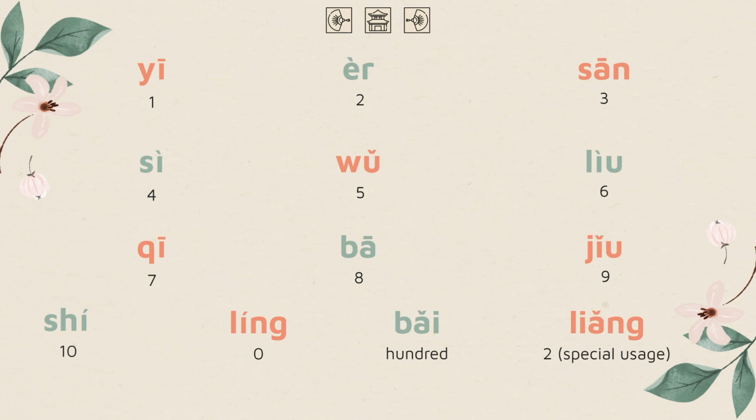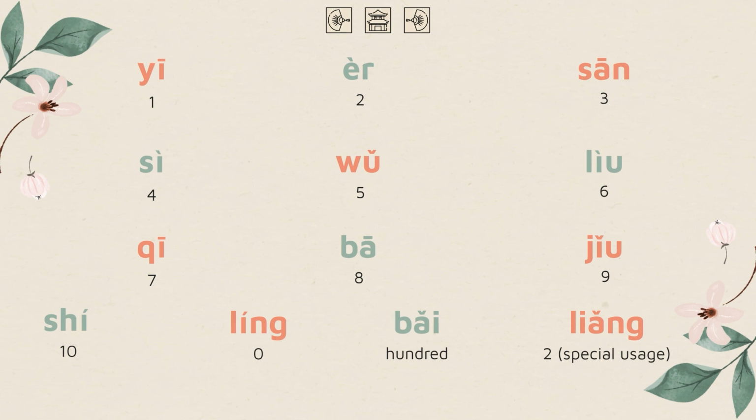Next one, 376. So it's 3 100s plus 7 times 10 plus 6, right? So it's 376. The next one is 542. Yep, so it's 542.